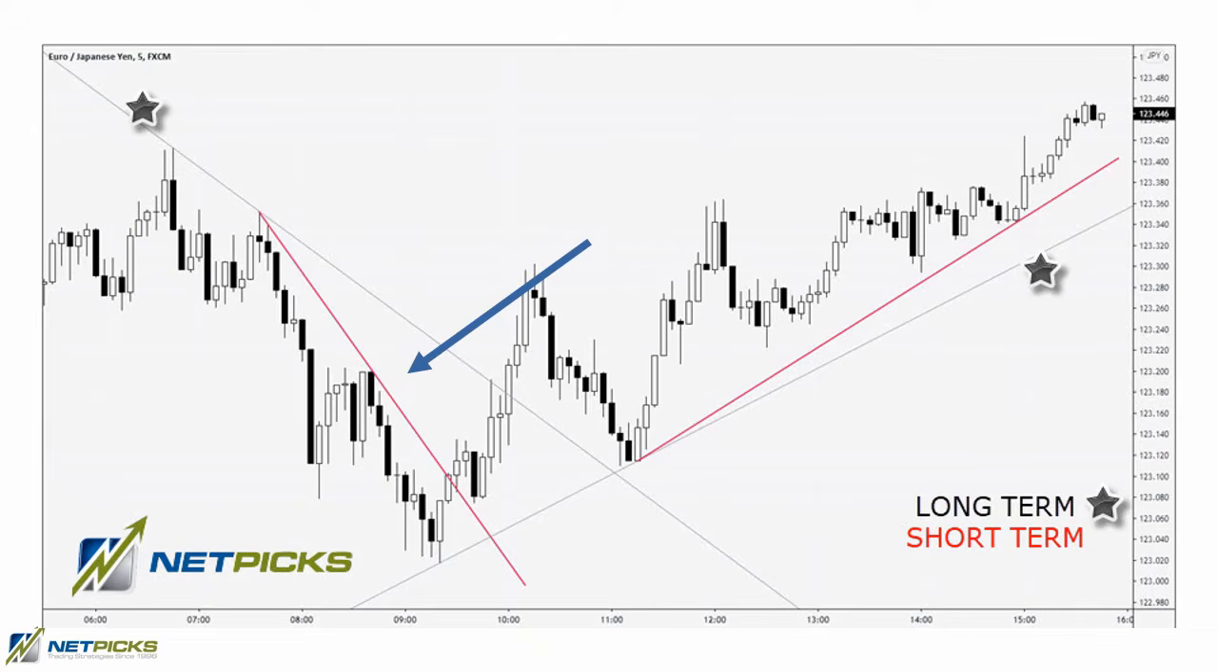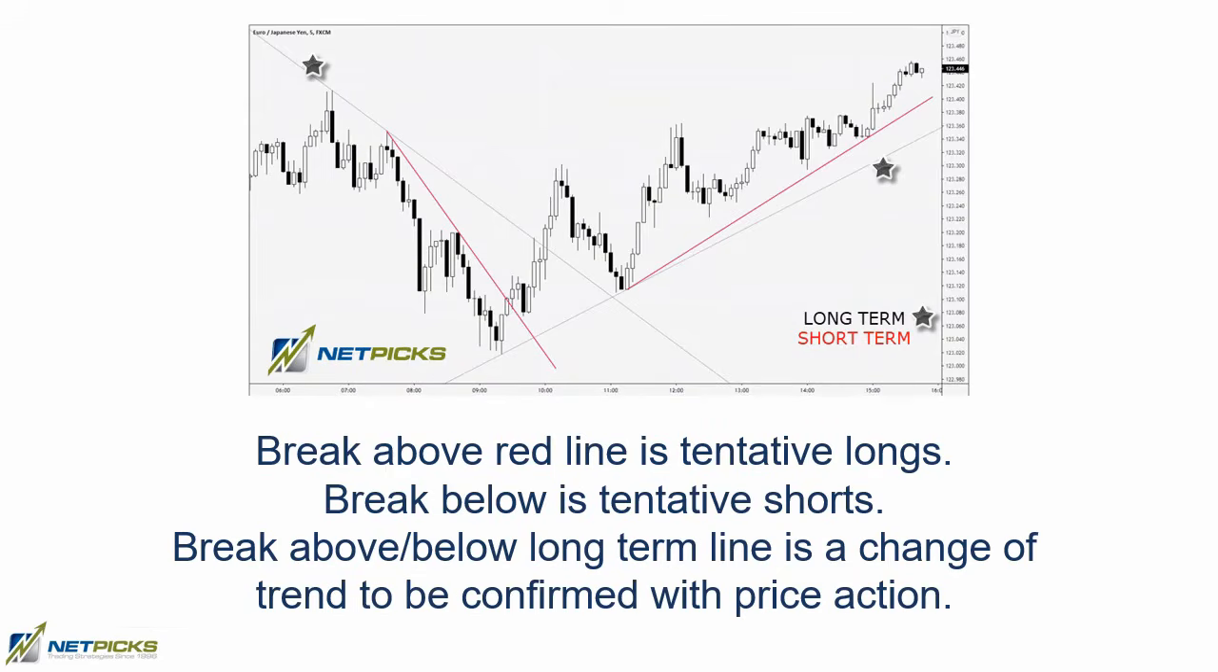Now this line will probably break before the long-term one. And that puts me on alert of a potential change in the state of the market. A break above the red line is tentative longs. Break below, tentative shorts. And a break above or below the long-term line is a change of trend. And we would confirm that with price action. That's pretty much all you need to know about trend lines in the context that we're going to use them.